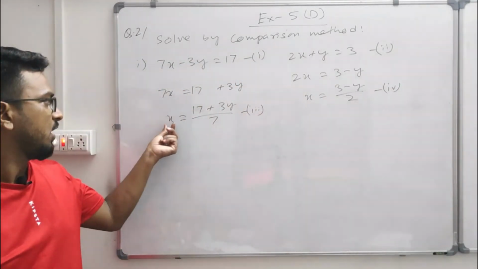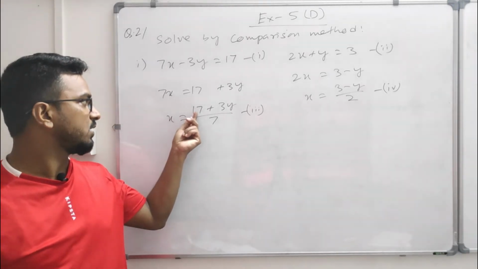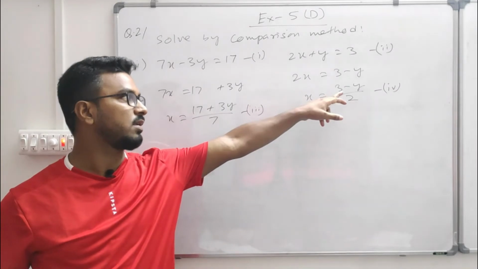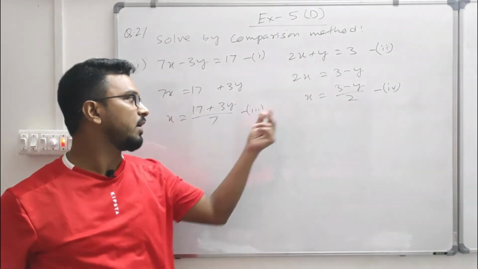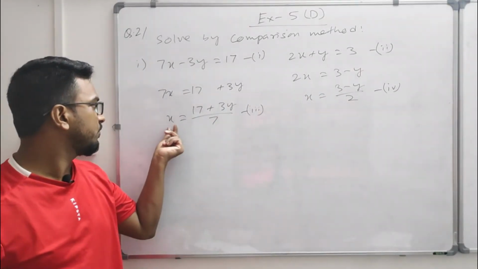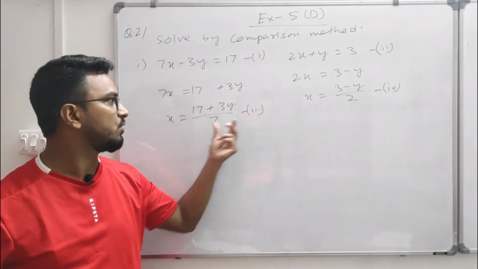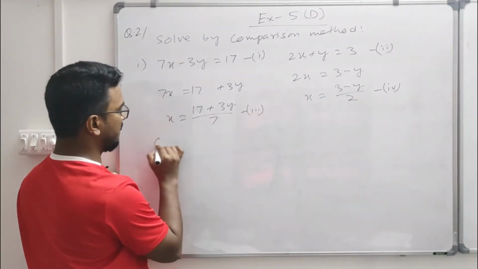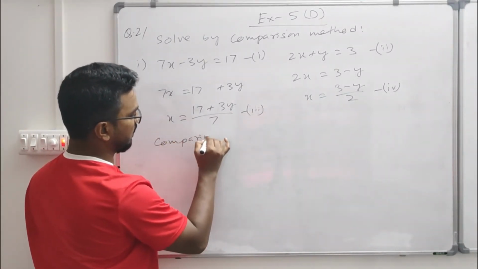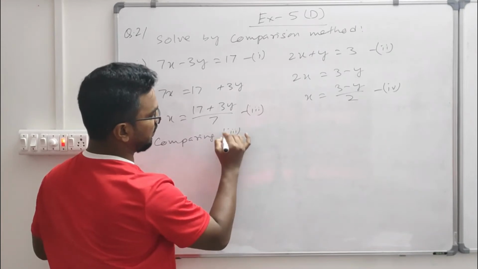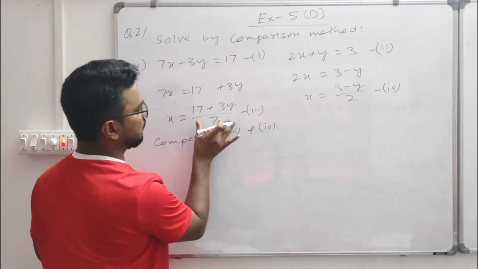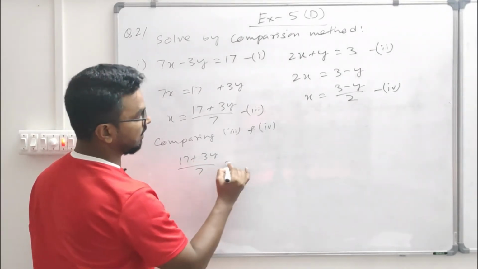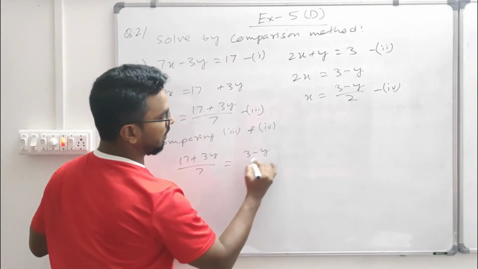Now here you see, you got the value of x, that is 17 plus 3y by 7, and here you got the value of x, that is 3 minus y by 2. Now you compare 3 and 4, because the left hand sides are the same, so you can compare the right hand sides directly. So you just compare, comparing 3 and 4. So what is the value here? 17 plus 3y by 7, and here 3 minus y by 2.